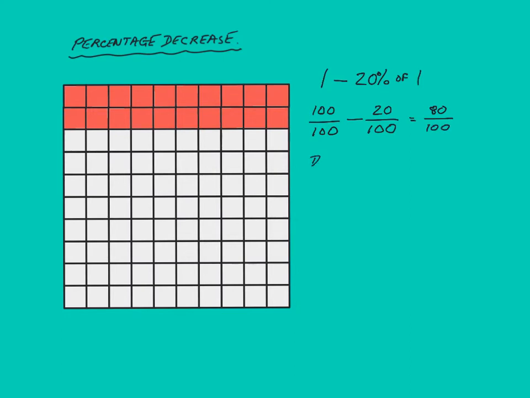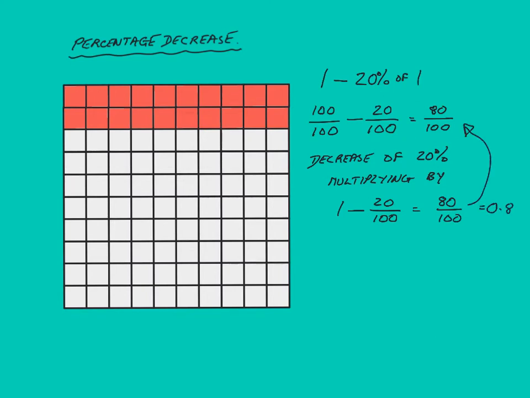So a decrease of 20% involves multiplying by 1 minus 20 over 100, which is 80 over 100, as we saw up here, which is 0.80.